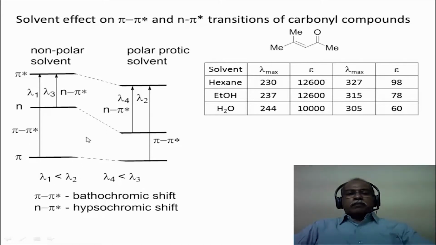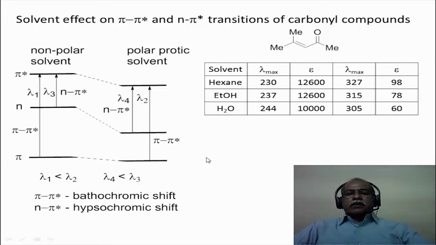If you look at the n pi star level, it has exactly the opposite kind of an effect. The n pi star state in a polar solvent is at a much higher energy compared to the n pi star state in the non-polar solvent. So the lambda 4, which corresponds to the polar solvent transition n to pi star, has much lower wavelength compared to this lambda 3.